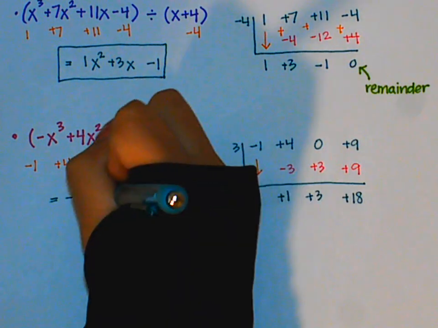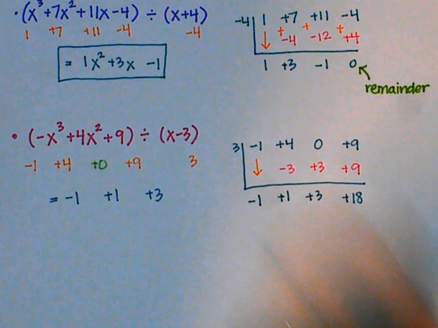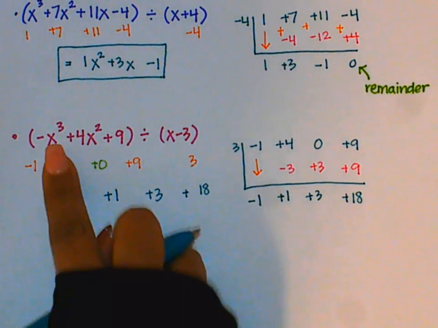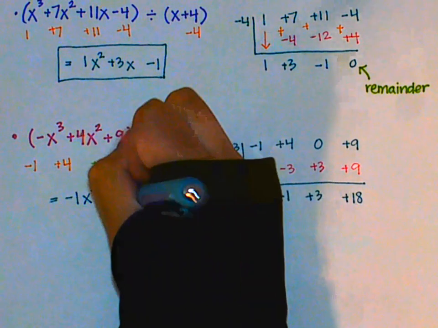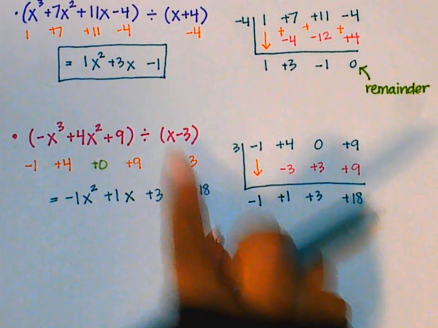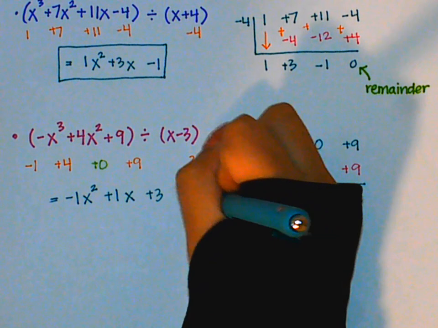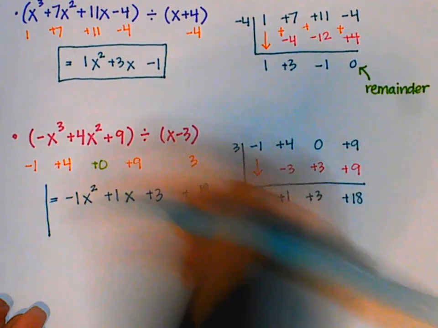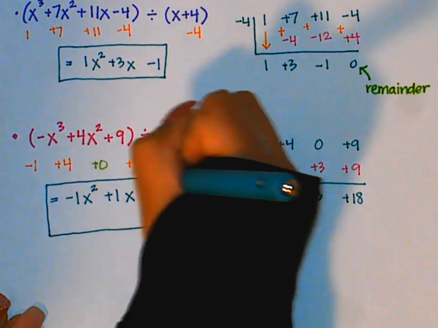So when I write this, -1 plus 1 plus 3 plus 18, I drop one of the variables to x. And this 18, that is our remainder, will go over our divisor of x minus 3. And that becomes our solution.